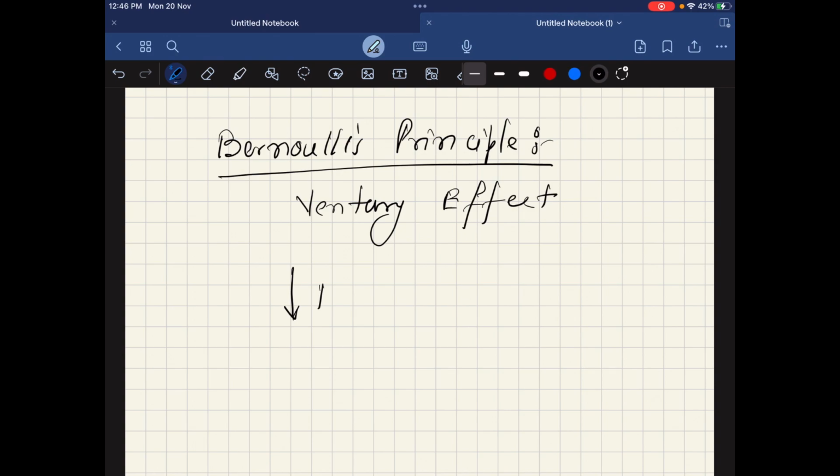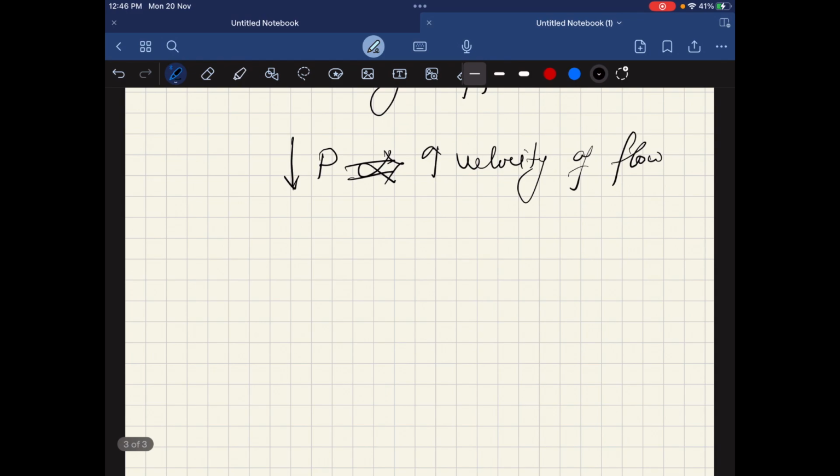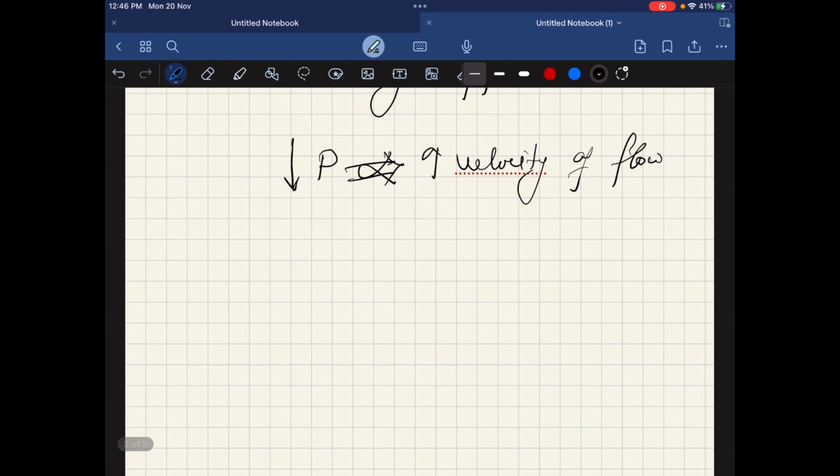It says the pressure decreases at a place where the velocity of fluid increases, where the velocity of flow of fluid increases. So if some place increases the velocity of flow, that will lead to a decrease in the pressure.